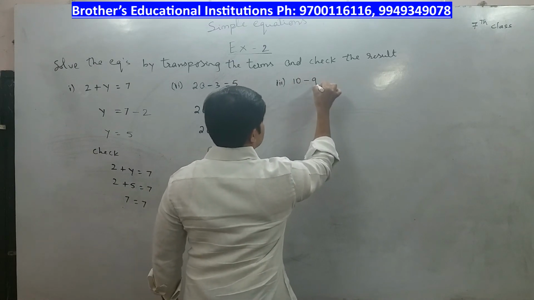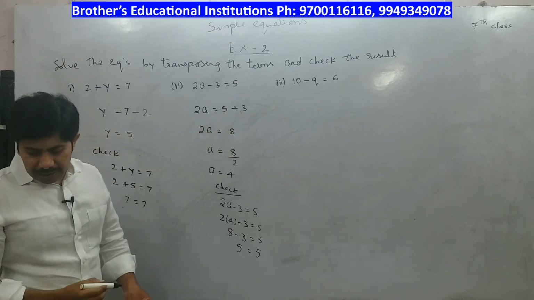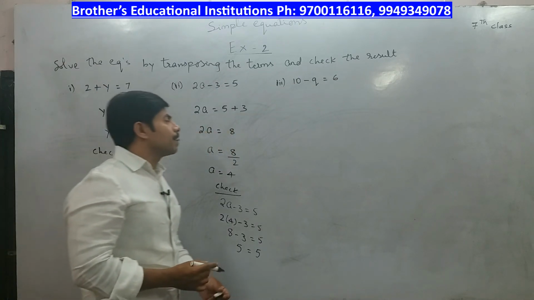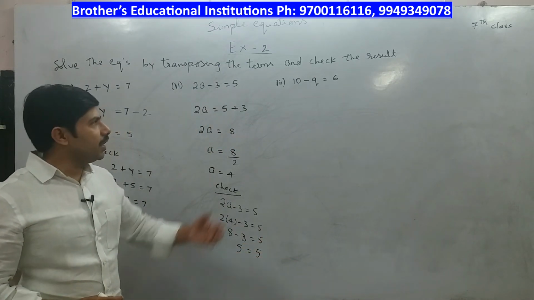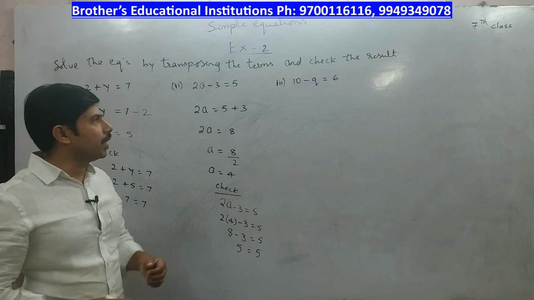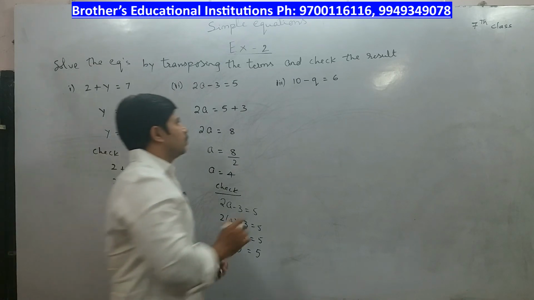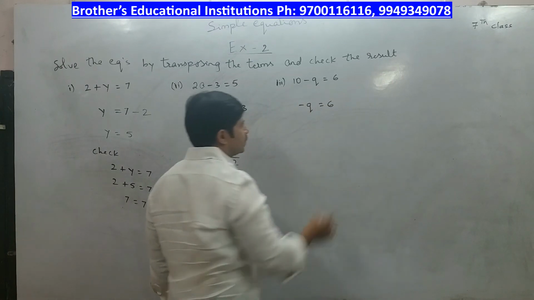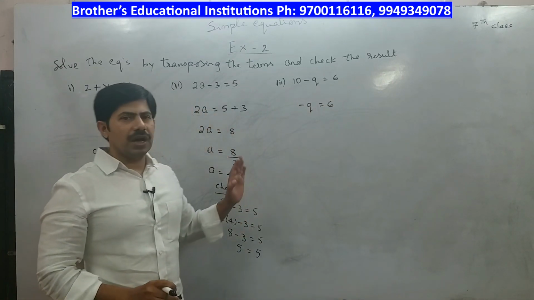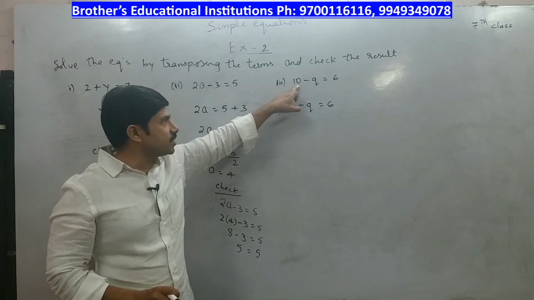10 minus q is equal to 6. So the next question is 10 minus q is equal to 6. Now here we have to find out the variable. So here the variable is nothing but minus q. Okay. So first we always transpose the constants. So I will write minus q as it is, 6 as it is. In LHS we have q and 10. So transpose 10. When I transpose 10, what is the sign for 10?